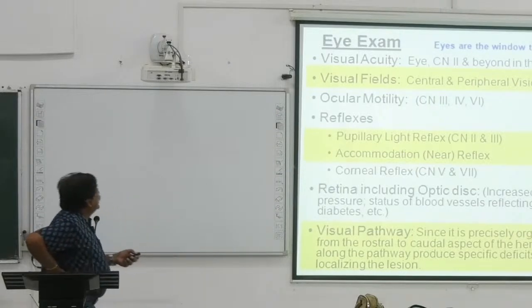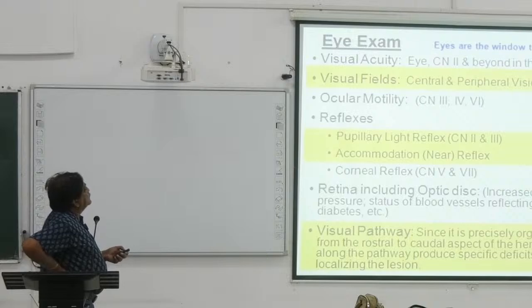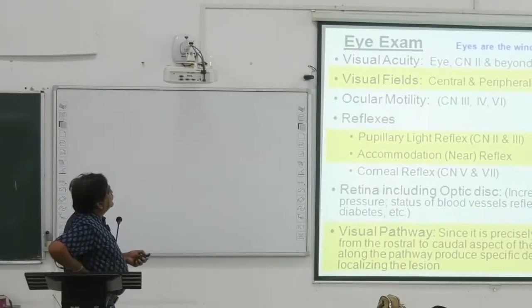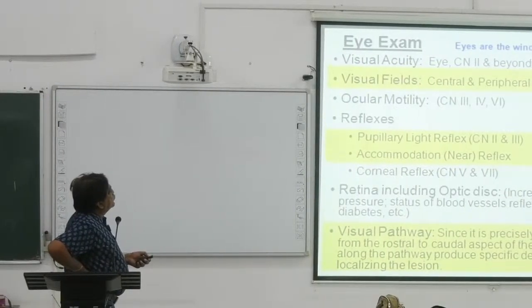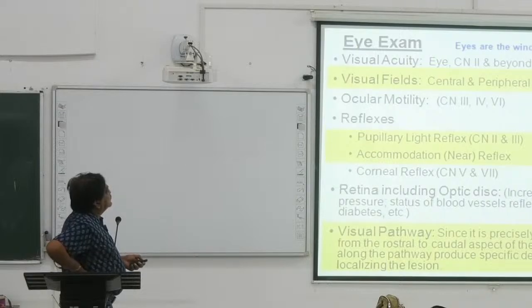Now, eye examination. Eyes are the windows to the brain. The visual acuity of the eye, CN2 and beyond in the visual pathway. Visual fields, central and peripheral vision, retina to cortex. Ocular motility, CN3, 4, 5, 6. Reflexes: pupillary light reflex, CN2 and 3. Accommodation near reflex. Corneal reflex, CN5 and 7.